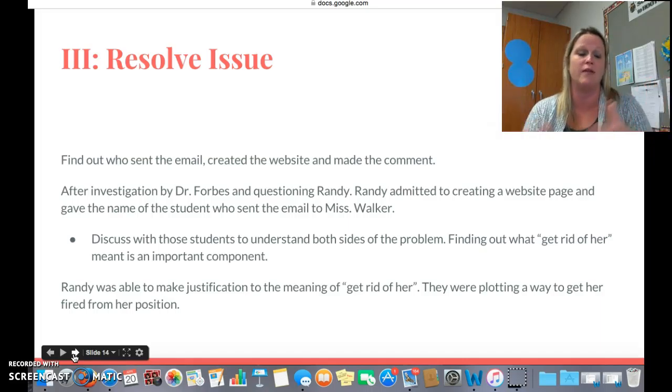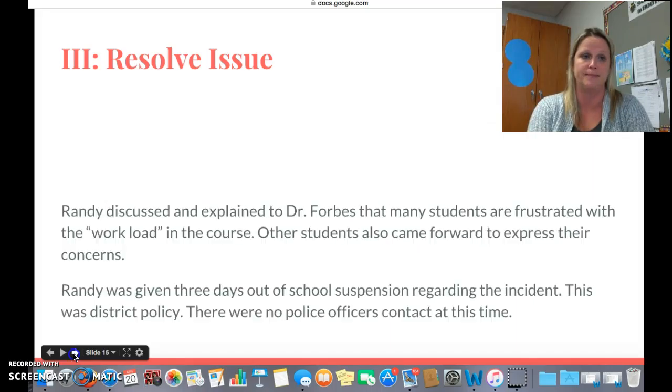Finding out what "get rid of her" meant is an important component. Get rid of her, again, can mean two different things. Randy was able to make justification to the meaning of "get rid of her." They were plotting a way to get her fired from her position.